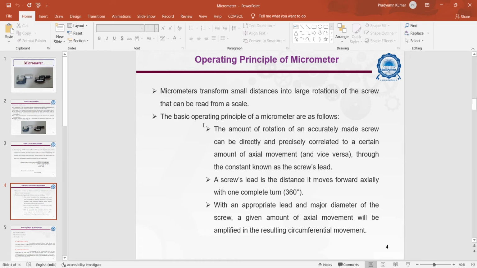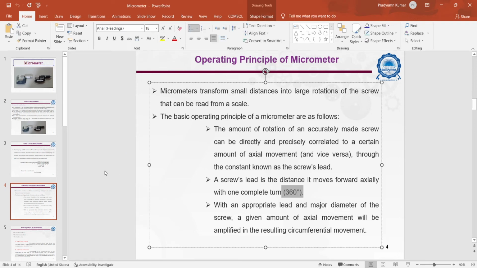Next one is the operating principle of the micrometer. A micrometer transforms a small distance into a large rotation of the screw that can be read from a scale. The basic operating principle of a micrometer is as follows. The amount of rotation of an accurately made screw can be directly and precisely correlated to a certain amount of axial movement, and vice versa, through the constant known as the screw lead. A screw lead is the distance it moves forward axially with one complete rotation, that is 360 degrees.